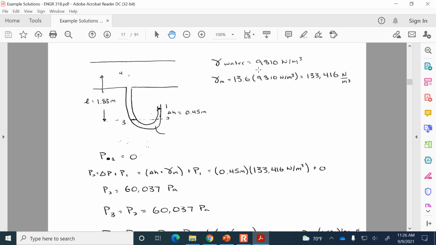So the pressure at location 4, which is in the center of the pipe, is 60,037 pascals minus 1.83 meters of water, 9810 newtons per meter cubed. And so the change, that part of it is 17,000, oh, let me scroll down.